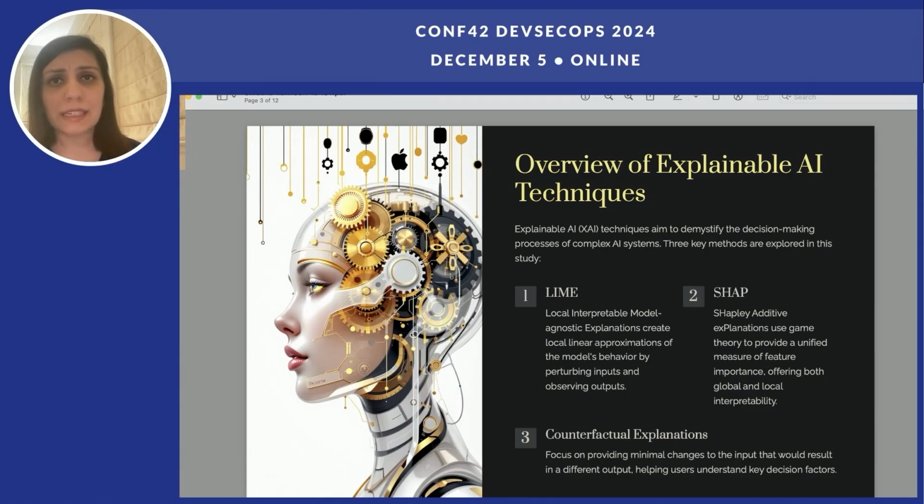The second technique that we used was SHAP, Shapley Additive Explanations, using game theory to provide a unified measure of feature importance, offering both global as well as local interpretability. Lastly, we used counterfactual explanations, which focus on providing minimal changes to the input that would result in a different output, helping users understand key decision factors.